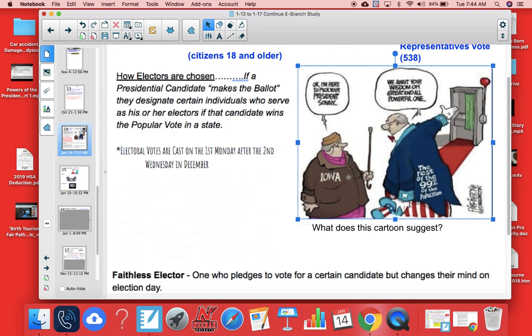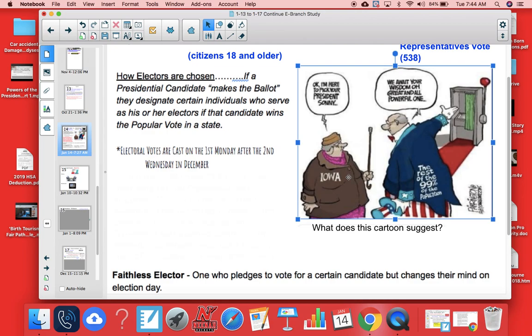Okay, I'm here to pick your president, Sonny. And then a man representing Uncle Sam says, we await your wisdom, O great and powerful one. Okay, which says the rest of the 99% of the population. So this kind of minimizes the person's vote there, or the people's vote in a sense.